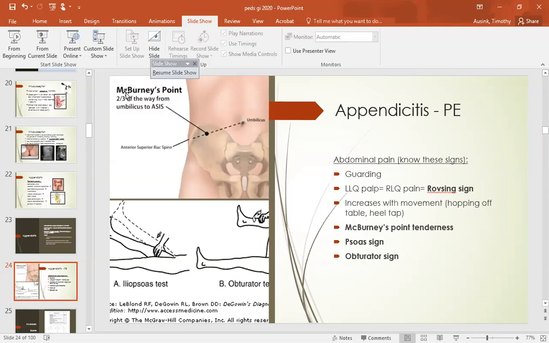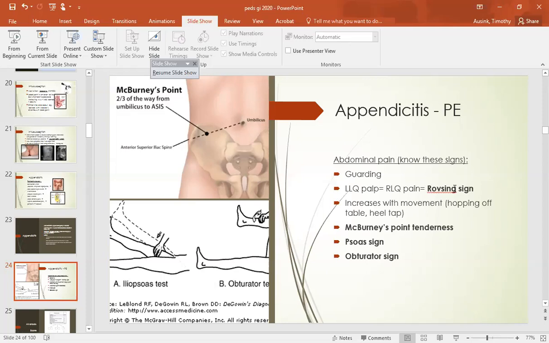So there's this point. Oh, you said McBurney. Yeah, weird. Oh my goodness, good job, Cody, you're on it. It's the Murphy sign, that's the cholecystitis. So yes, McBurney's point tenderness. I always just call it right lower quadrant pain because I don't ever care about these all that much anymore, but you guys got to know them because they're on the boards.